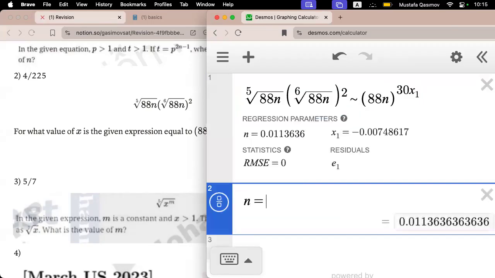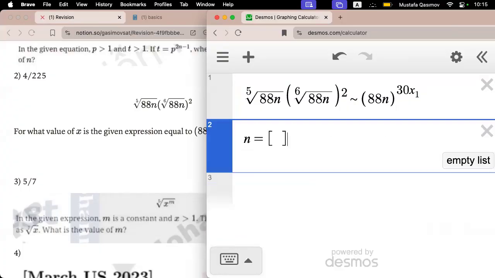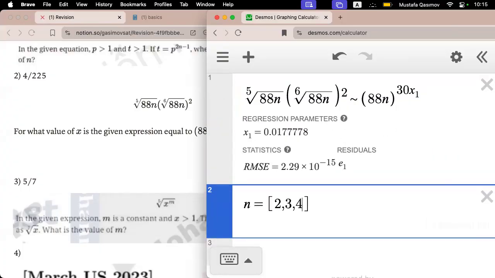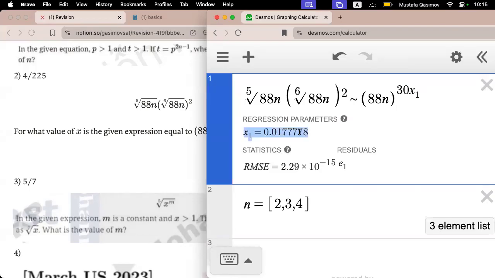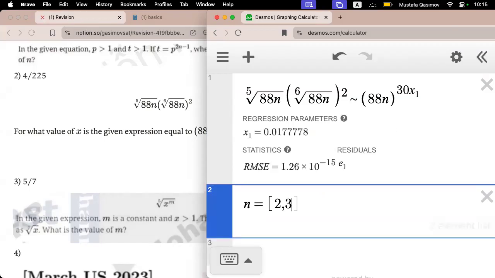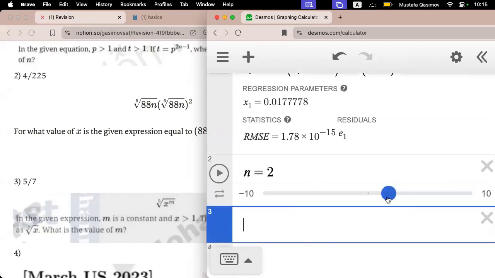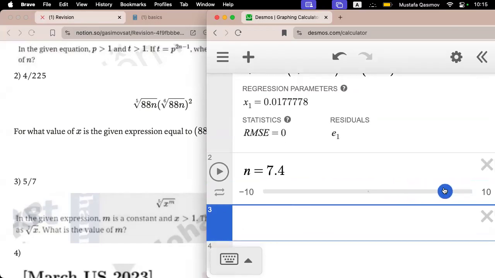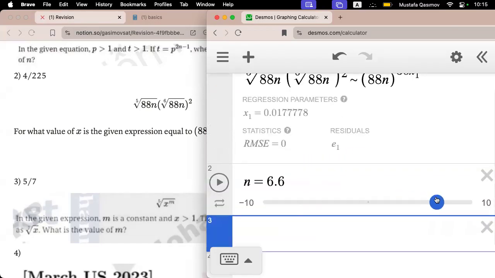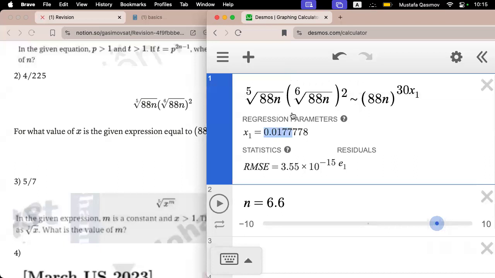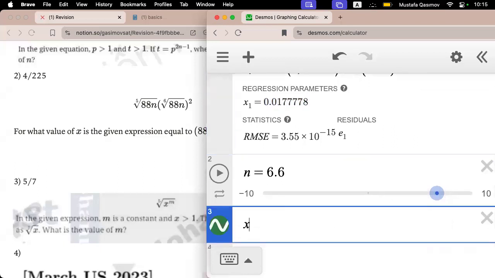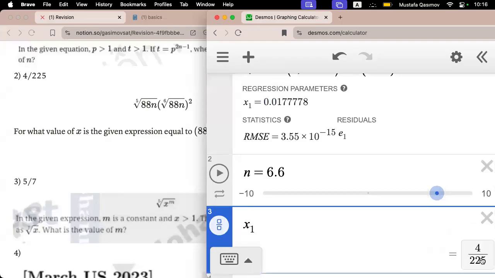Then let's write n is equal to open list 2, 3, 4, and you will get the answer. Okay, also you can write it like that. It says that n is greater than 1. Let's write 2 and let's change this value. When you change this value, you can see that x1 will be equal to this value, so it means that it is correct. Also, when you write it like that, it will give you this fraction form.